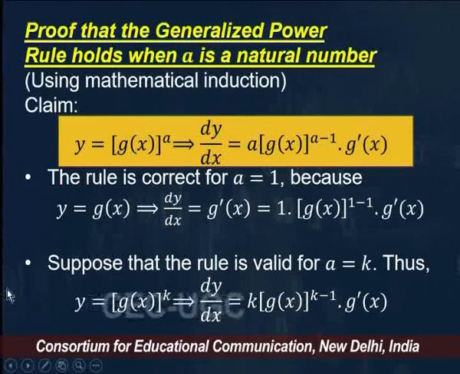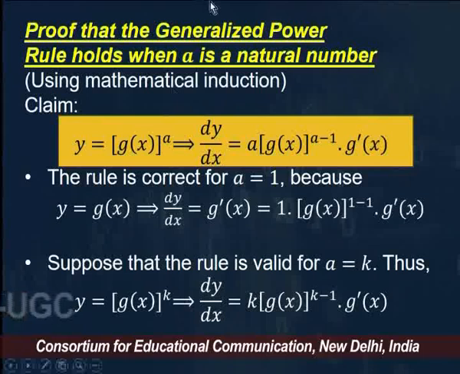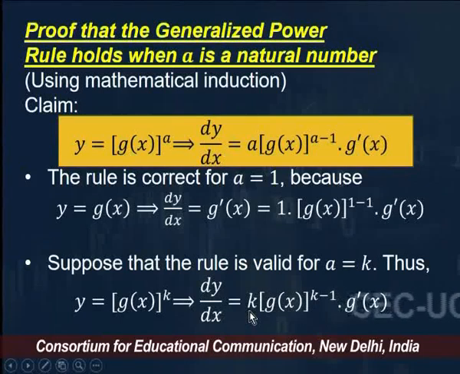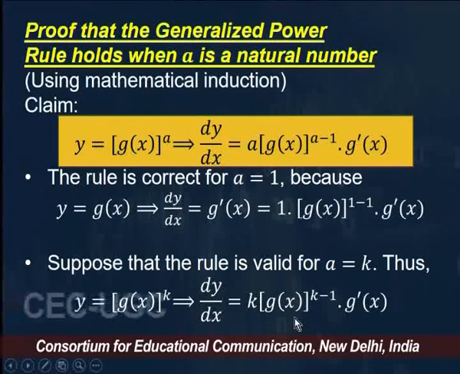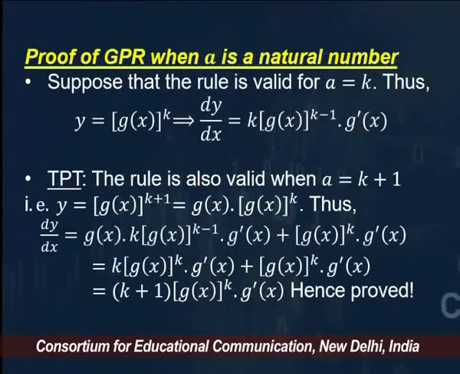So let us assume that the rule is valid for a equal to k, and that then would mean that y itself is equal to g of x to the power k, and by the claim that we are given, dy by dx would be equal to, because a is equal to k, I'll put a k here, times g of x to the power k minus 1 times g prime of x. So let's assume this is true, and now what we have to prove is that the rule is also valid for a equal to k plus 1.